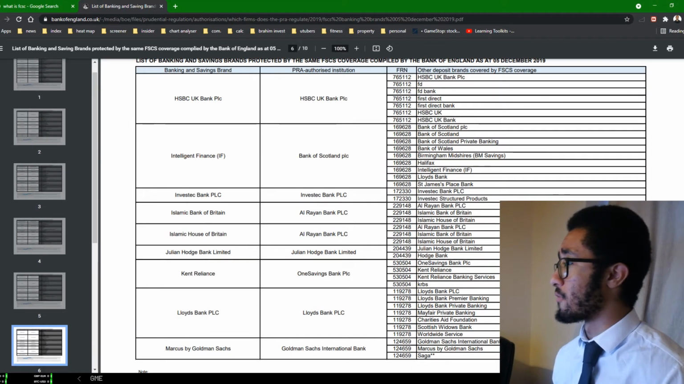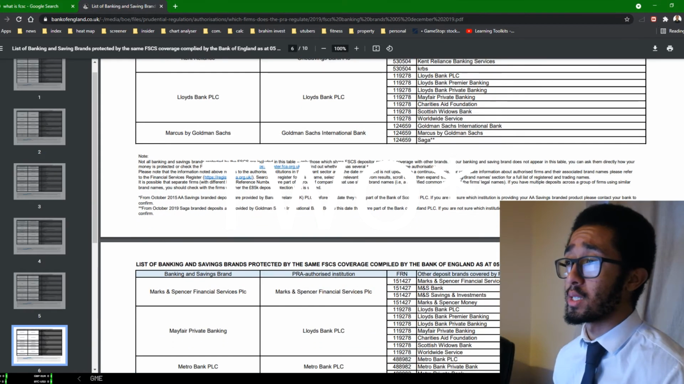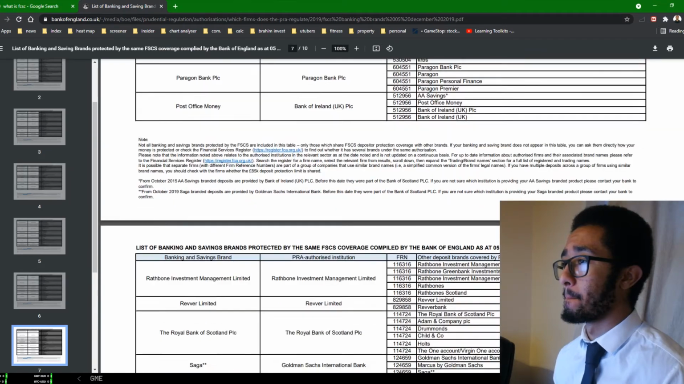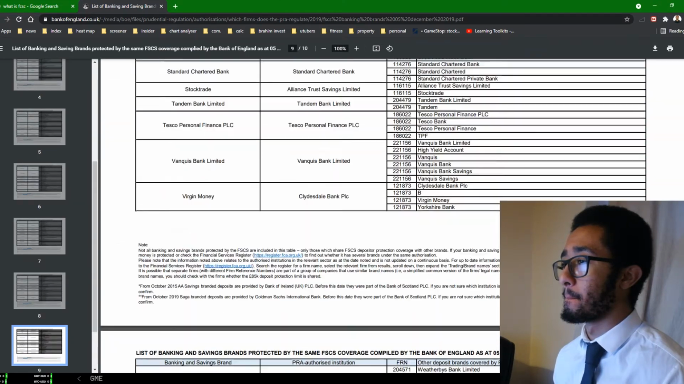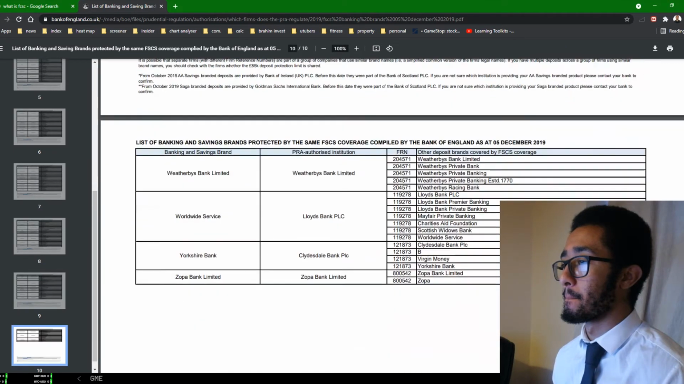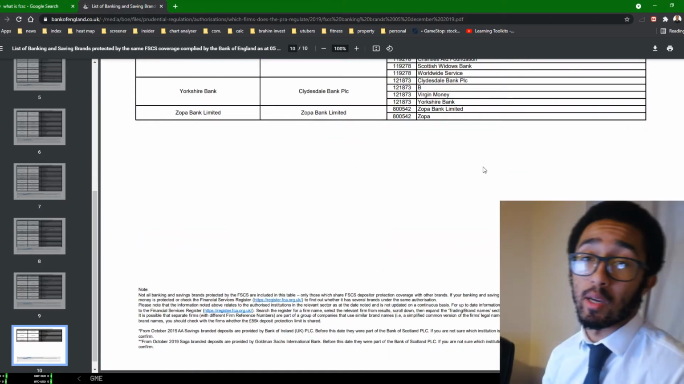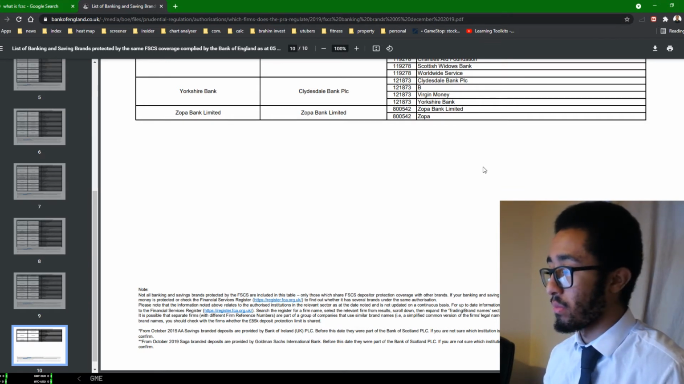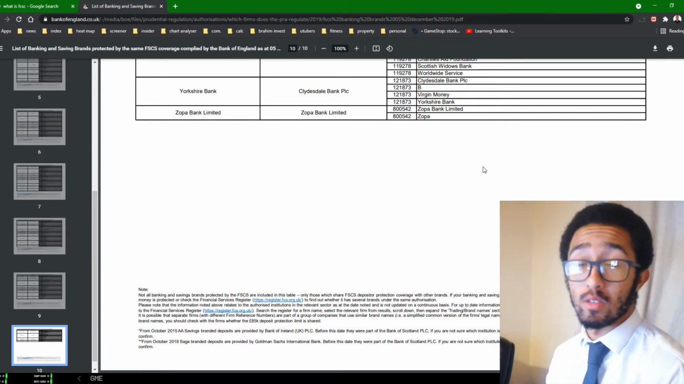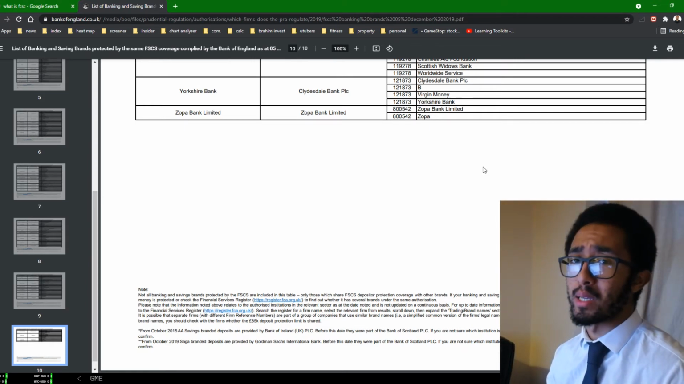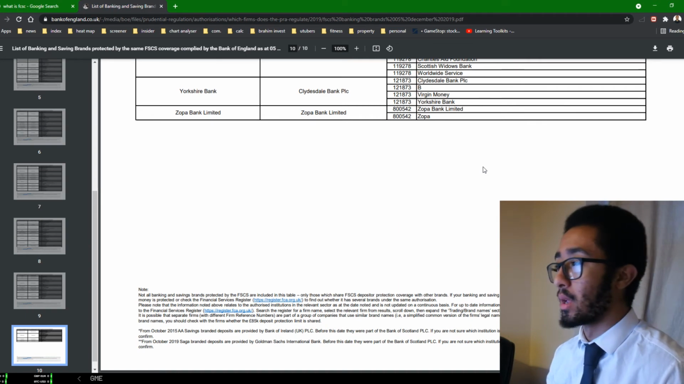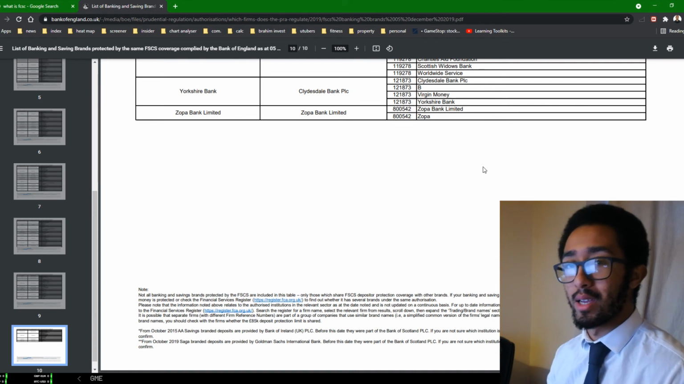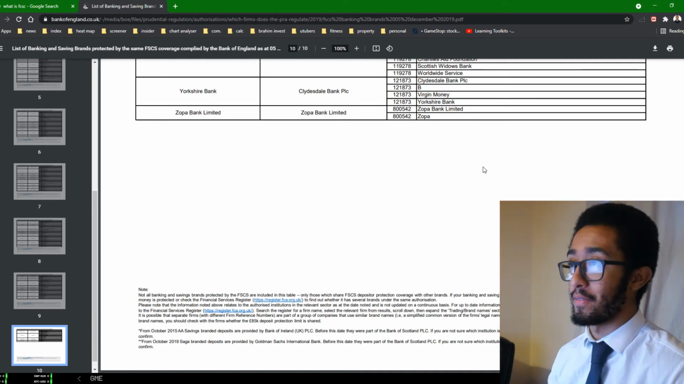Personally, I use three banks. I use Monzo, I use Lloyds, but I'm opening up a few more banks just in case this scenario occurs in the future. So, are you going to put all your money in one bank if you have more than 85k? Because I'm definitely not going to be doing that if I have more than 85k anytime soon.